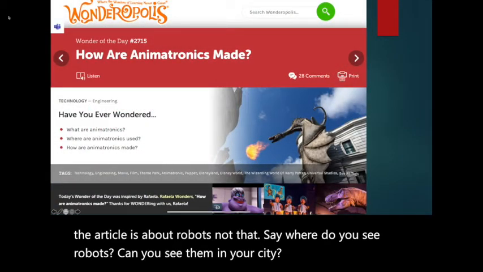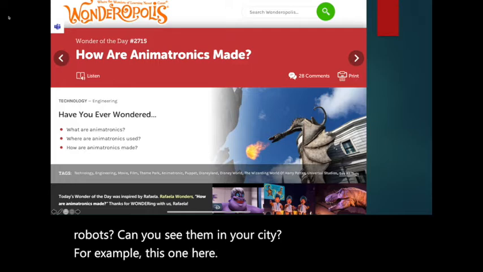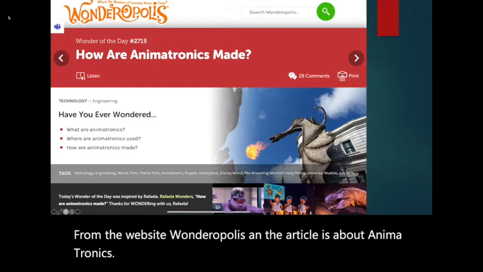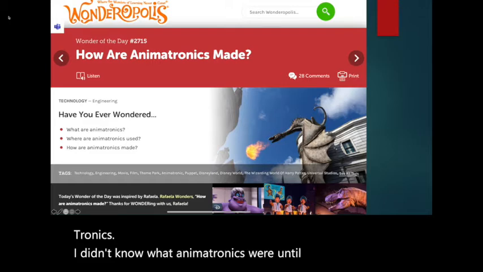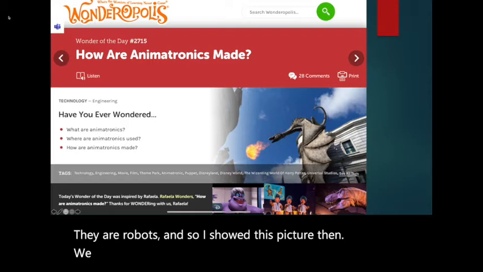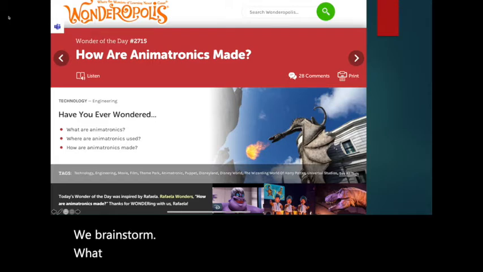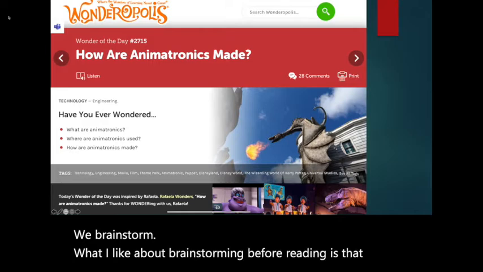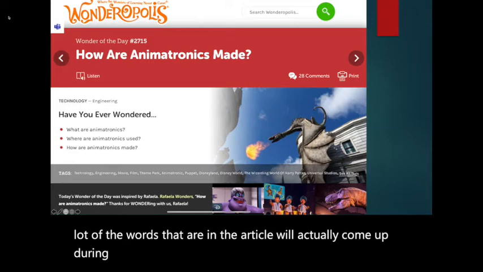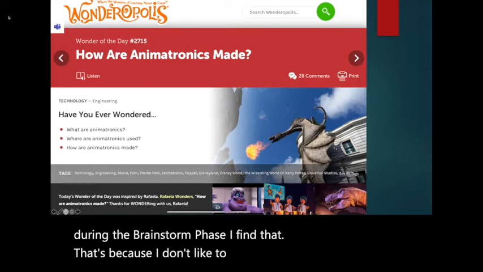For example, this one here, it's from the website Wonderopolis, and the article is about animatronics. I didn't know what animatronics were until I read the article. They are robots. And so I showed this picture, then we brainstorm. And what I like about brainstorming before reading is that a lot of the words that are in the article will actually come up during the brainstorm phase. I find that that's because I don't like to pre-teach the words that are in the article.